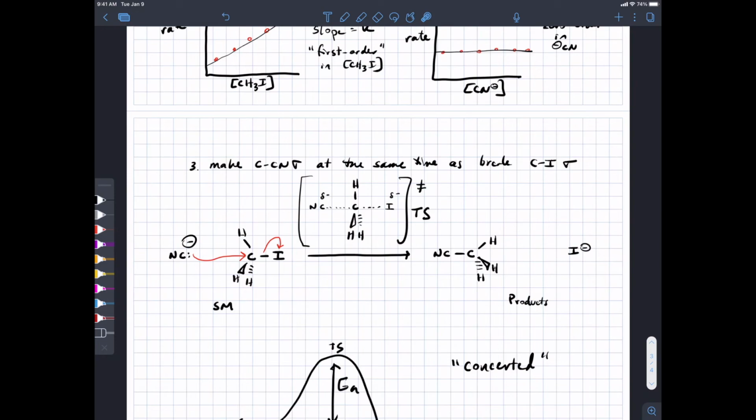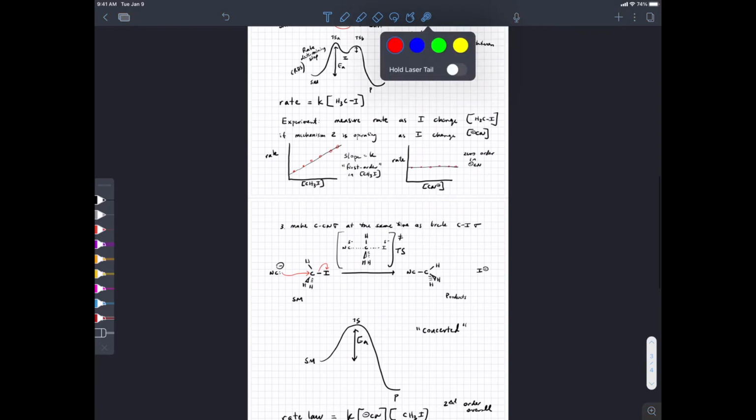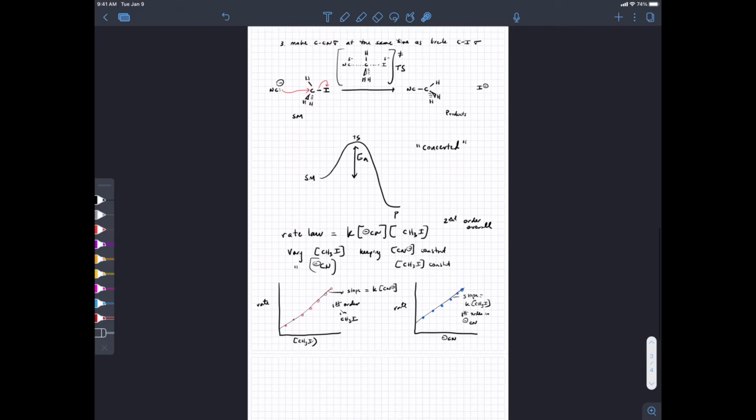Yeah. And how would you determine whether 2 or 3 is the better option? Okay, so how do you determine whether 2 or 3 is the better option? Well, for the reaction, you do the experiment. And if you observe there's 0 order dependence on cyanide, then you say, okay, it's mechanism 2. If you observe first order dependence on cyanide and first order dependence on methyl iodide, then you say, okay, it's probably mechanism 3.